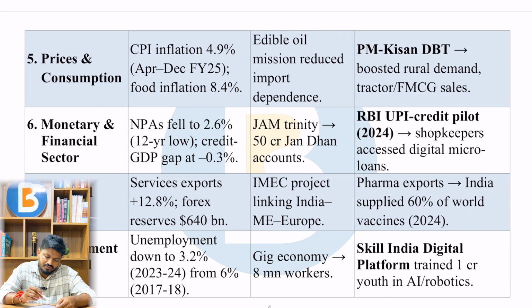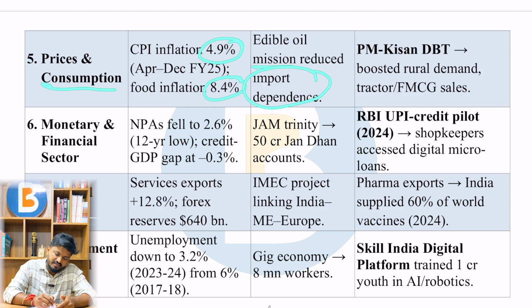Next is with respect to prices and consumption. Here the inflation data becomes important for you. CPI inflation was around 4.9% from April to December of financial year 2025, and food inflation was 8.4%. Whenever there is a question with respect to inflation, hunger, poverty, and various aspects, you can use this data.